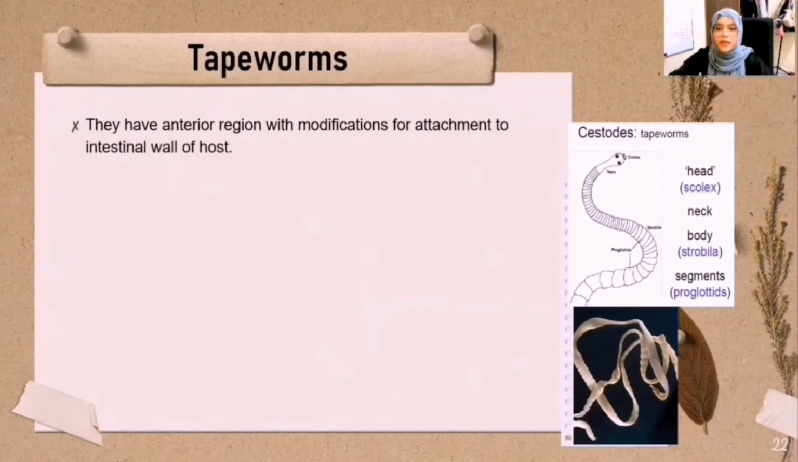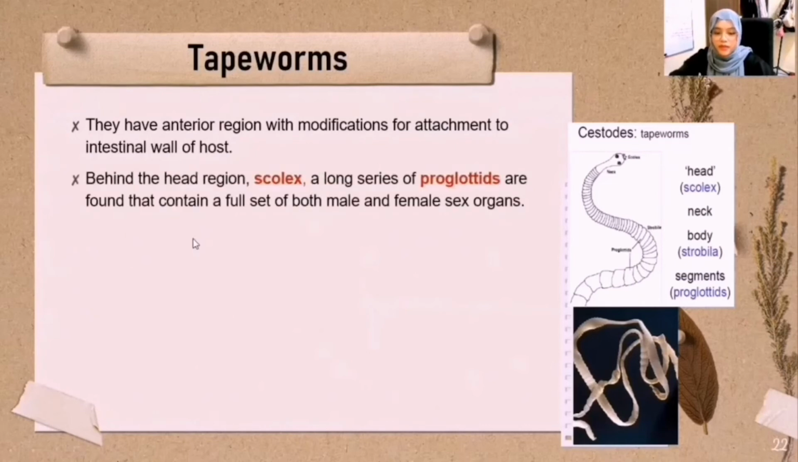So tapeworms have an anterior region with modifications for attachment to the intestinal wall of the host. They have a highly modified head region called the scolex, and then a long series of proglottids can be found that contain a full set of both male and female sex organs. So this is the scolex and this is the proglottids.